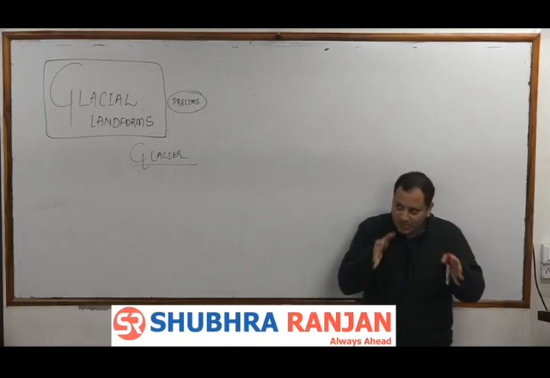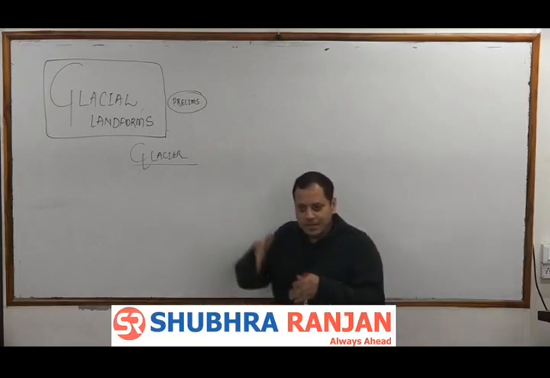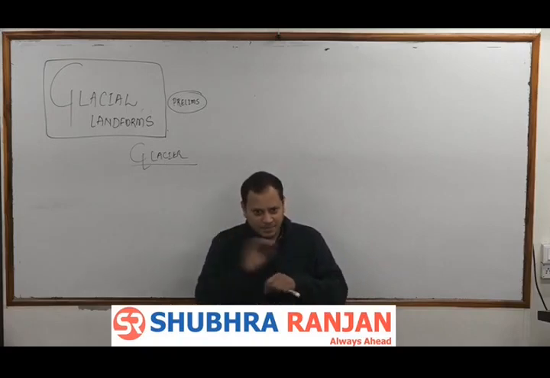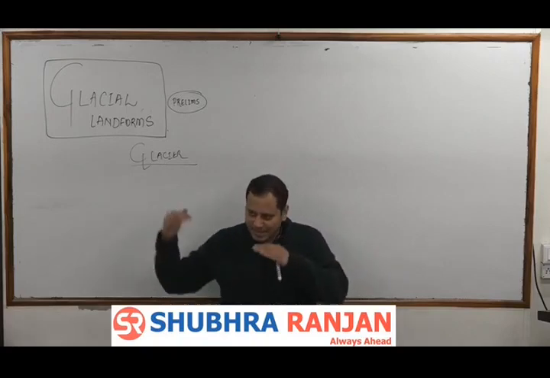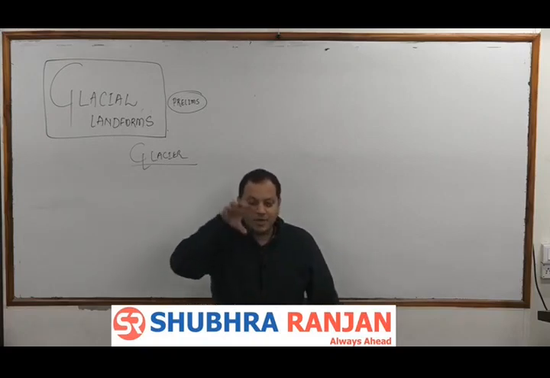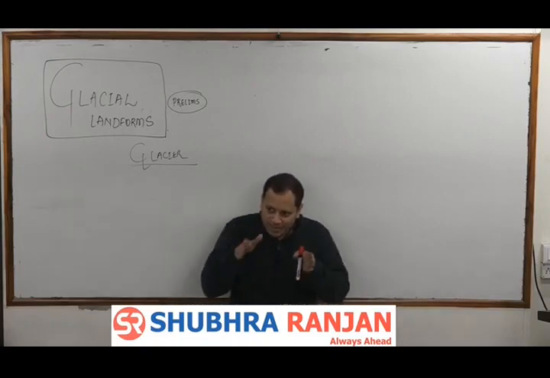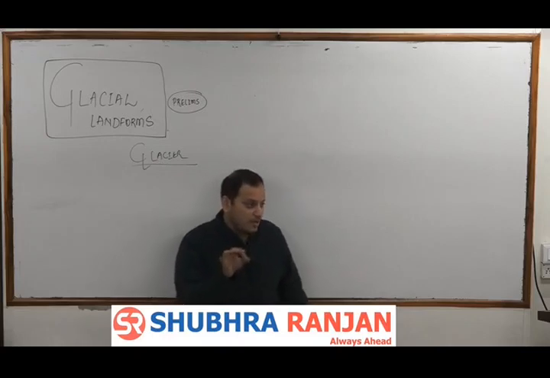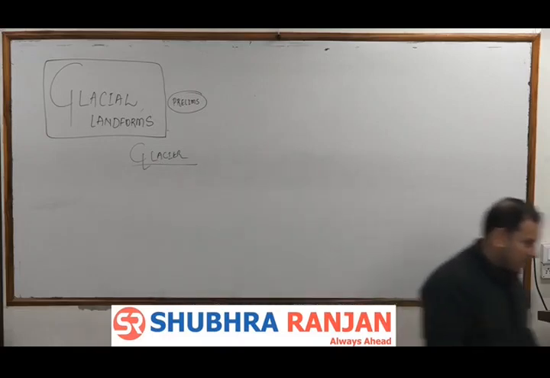So when it comes down under the influence of gravity, it erodes everything that is in the path. Secondly, when it is coming down, it is now a solid object, not like water. So it does not have the flexibility to change its path. So it will not meander a lot. Meandering happens only in the water bodies, never in the glaciers.